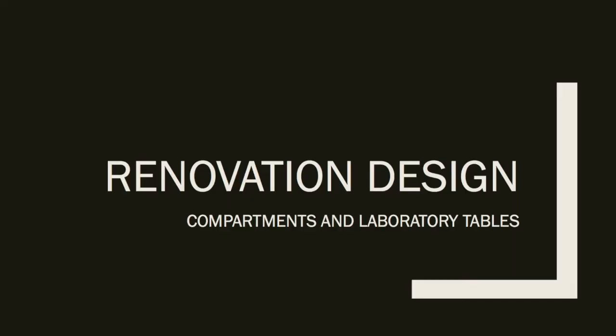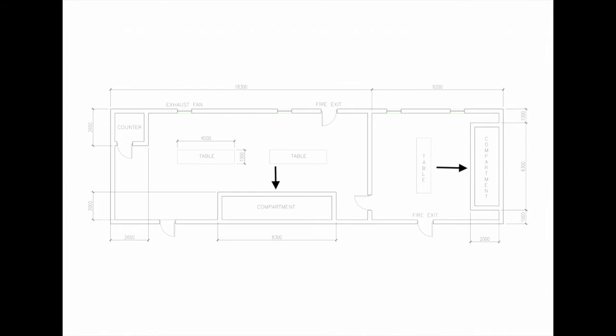Compartments and laboratory tables. One compartment in the structural hydraulics and materials laboratory and another one in the soil mechanics laboratory will be installed with dimensions 1 meter by 8 meter by 2 meter and 2.5 meter by 6 meter by 2 meter respectively. Second, two center laboratory tables in the structural, hydraulics, and materials laboratory and one in the soil mechanics laboratory will also be built that measure 1 meter by 4 meter each, equipped with one sink per table.